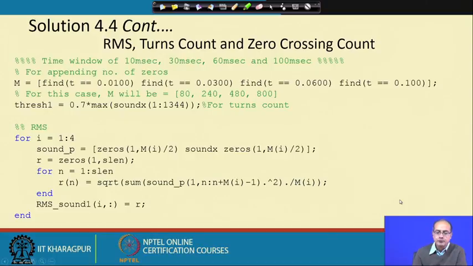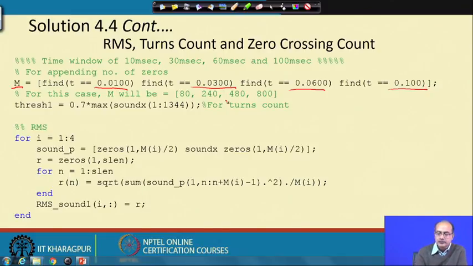First we have to calculate different things like RMS, turns count and zero crossing, and we have to calculate them for varying size of the window. So, first we pick up the size of the window that is given in samples. We put that in the value of m in a vector corresponding to 10 millisecond, 30 millisecond, then 60 and 100 millisecond. Okay.